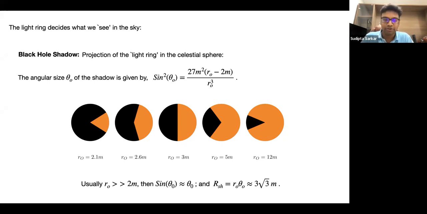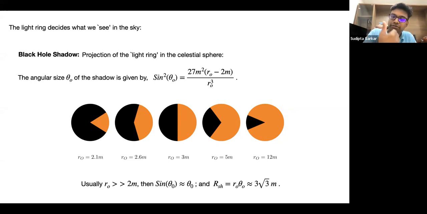Okay. So you clearly see, if you are at a very, very far distance from the black hole, that means your R0, the observer point, is much, much greater than R_m, then sin theta is almost equal to theta, and the radius of the shadow is equal to 3 root 3 M. So basically, if you're at infinite distance away from the object, what you should see is a black spot of radius 3 root 3 times the mass. This root 3 is exactly what signifies that there is a bending of light. Otherwise, you would only see 3M.